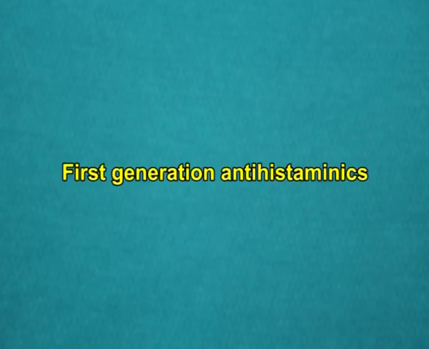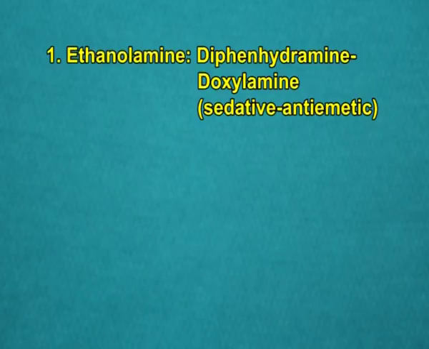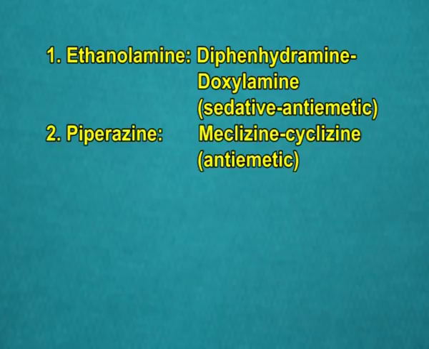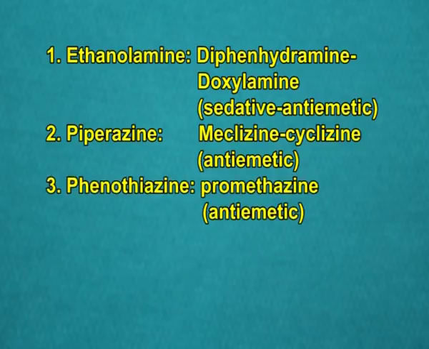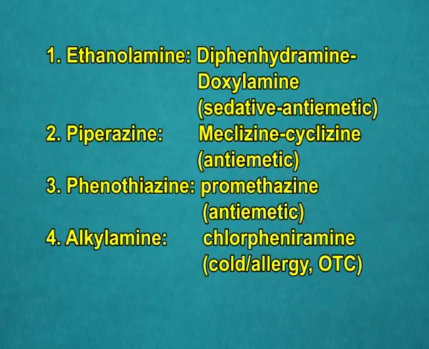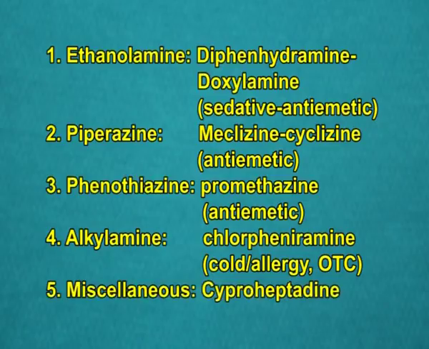Now we are discussing the first generation antihistaminics. Classification: number 1, ethanolamines, diphenhydramine and doxylamine, as sedative and antiemetic; piperazines, meclizine and cyclizine, as antiemetic; phenothiazines, promethazine, as antiemetic; alkylamines, chlorpheniramine, as cold and allergy OTC. Now we come to the miscellaneous drugs. It may include cyproheptadine.